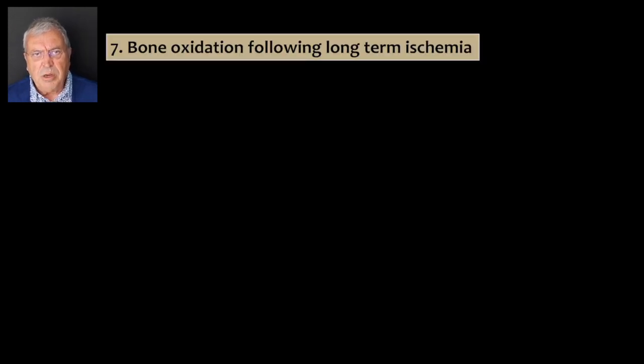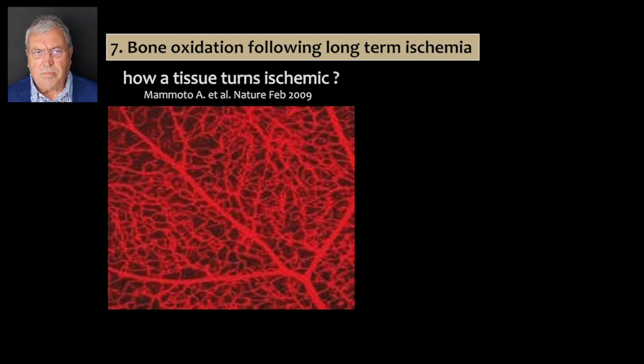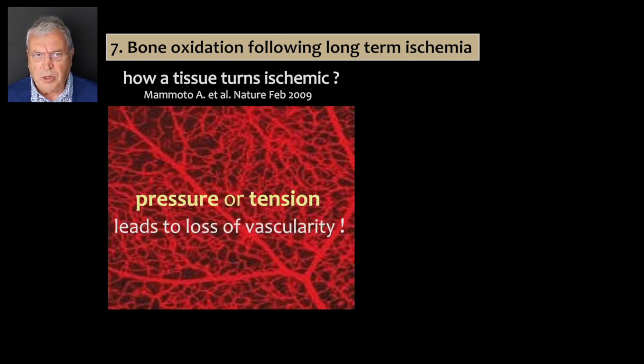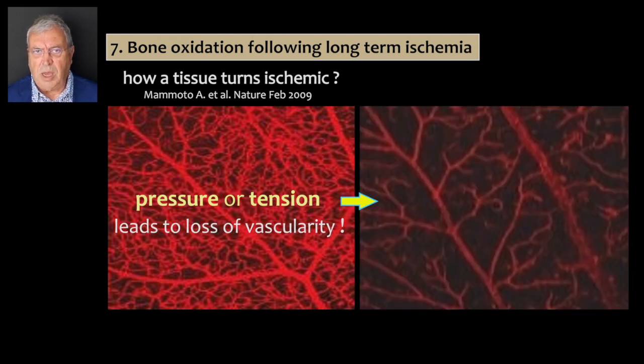We can meet oxidation after long-term ischemia. How does a tissue turn ischemic? We have the answer from Mamoto, after her paper in Nature 2009. She said when we apply pressure or tension, it will lead to a loss of vascularity. If you want to lose the vessels, just press or just pull in order to make tension.